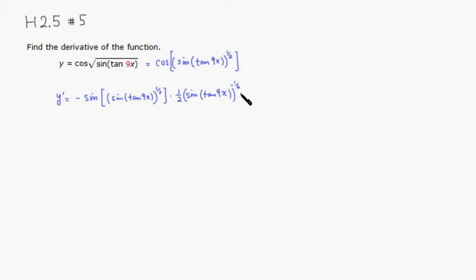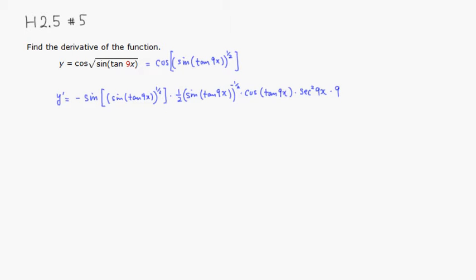Then multiply by the derivative of the inside. The derivative of sine is cosine, and we leave the inside function as it is, tangent of 9x. Then multiply by the derivative of tangent of 9x. The derivative of tangent is secant squared of 9x. Then we multiply by the derivative of the inside, which is 9. This is a little crazy, but we're going to have to type it in.